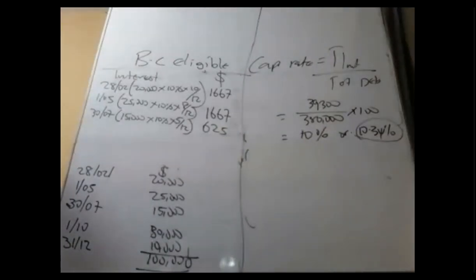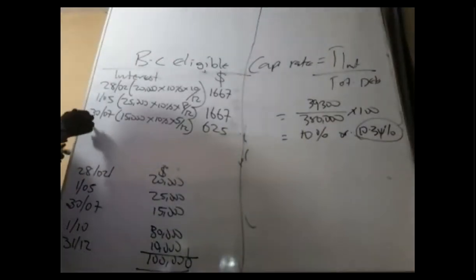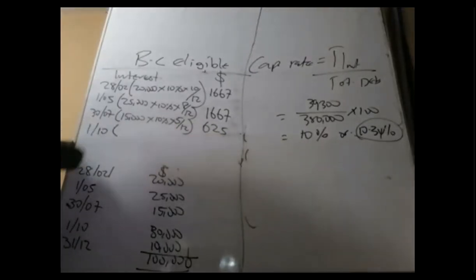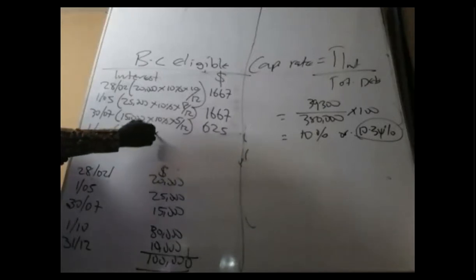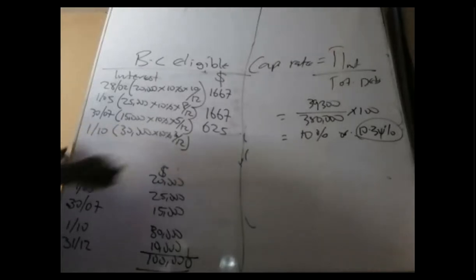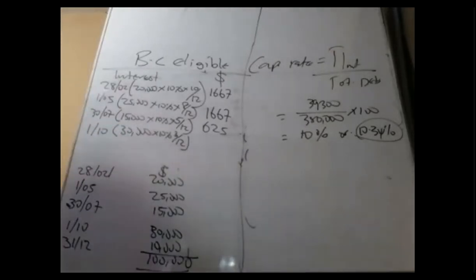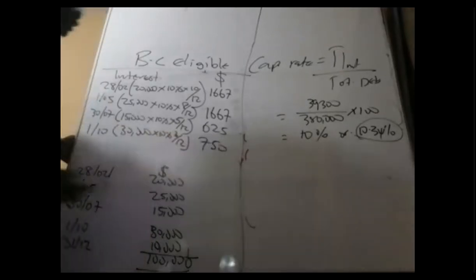Then on 1st of October, they took another 30,000, times 10%. How many months? October to December is 3 months. So times 3. That's 10% of 30,000, which is 3,000, divided by 4. That gives us 750. I'll take that. 750.